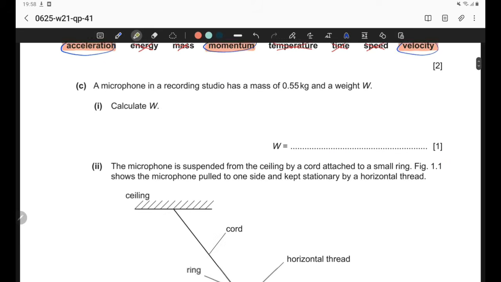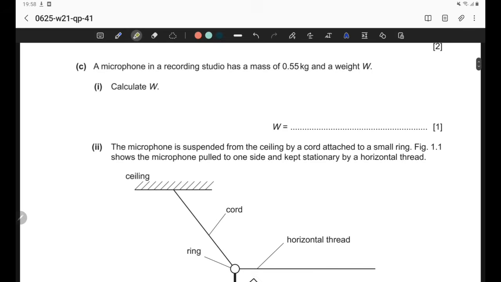Part C. A microphone in a recording studio has a mass of 0.55 kg and a weight W. Calculate the weight. So we are provided with the mass of an object and we need to calculate weight. Here we can use the equation weight is equal to mass times gravitational field strength. Mass is already provided, times g, whose value is 10, which is constant. So we will get 5.5 Newton.